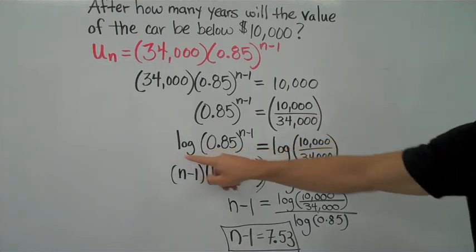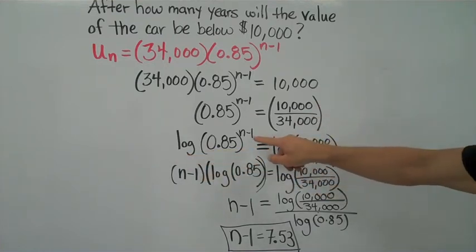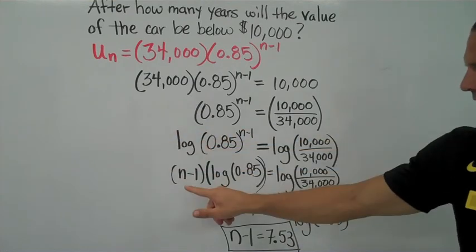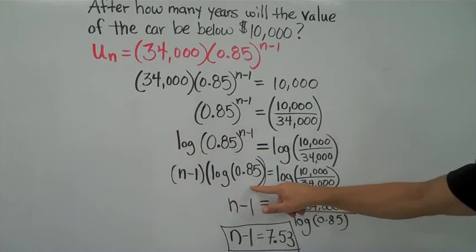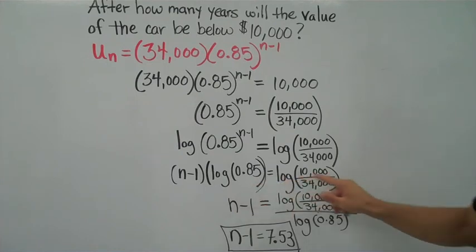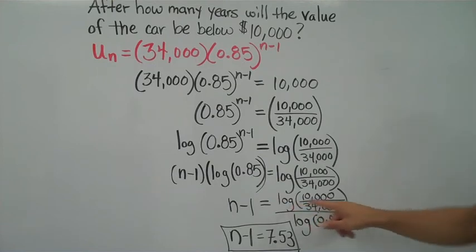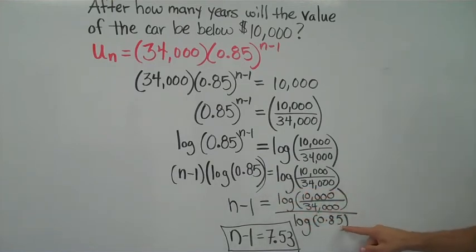I'll take the log of both sides. So with my power rule of logs, I know that I can move my exponent out front. And the next thing I do is I divide both sides by the log of 0.85, which gives me log of 10,000 over 34,000, all divided by log of 0.85, which gives me n minus 1 is equal to 7.53.